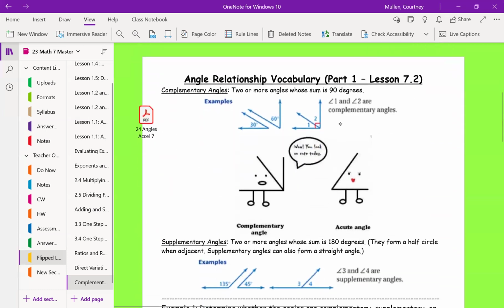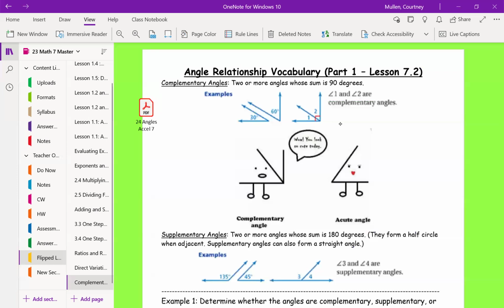So this is the second page in notes 24. You have that from yesterday, which we started with naming angles. So as discussed already, we have the definitions of complementary angles and supplementary angles on this page. What you'll see in this first example here is that we have these two angles, a 30-degree angle and a 60-degree angle, and they're complementary because their sum is 90 degrees.